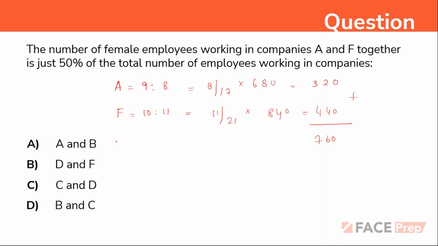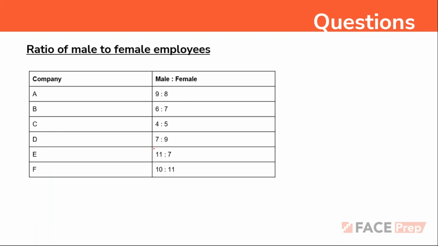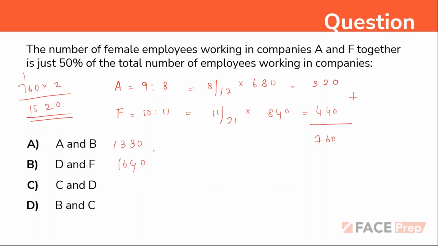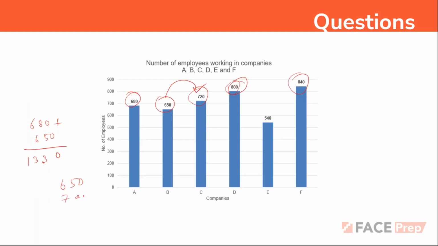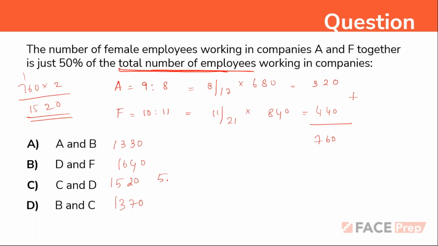Now D and F. 800 and 840, which will be 1640. Now C and D. C 720 plus 800. That is obviously 1520. And B and C. So 650 plus 720. 1370. So this is the total number of employees. Here they have mentioned the total number of employees, whether male or female, that's why I'm just adding the total number of employees. 50 percentage of 760 is equal to 50 percentage of 1520, which is equal to 760, and hence my answer is option C, that is C and D.